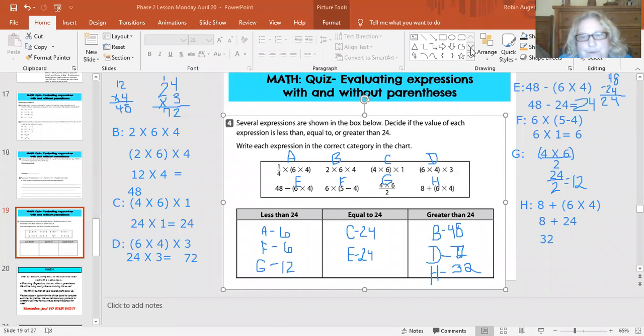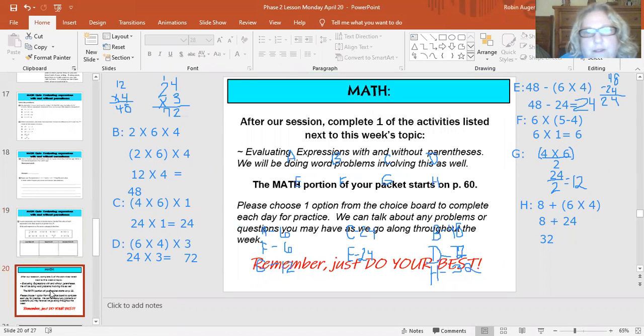Okay, guys. So there, we did all 8 of them. We have 3 less than 24, 3 greater than 24, and 2 that were equal to 24. But again, as long as we follow our PEMDAS, please excuse my dear Aunt Sally. If we follow the rules, we'll figure out the equations easily. Okay? So for math tonight, let me erase all these things. I'll just erase the ones that are on the screen.